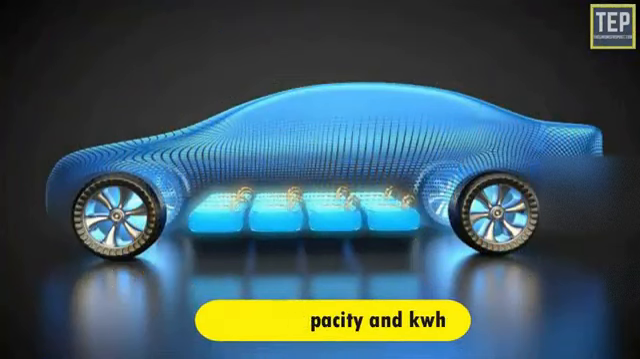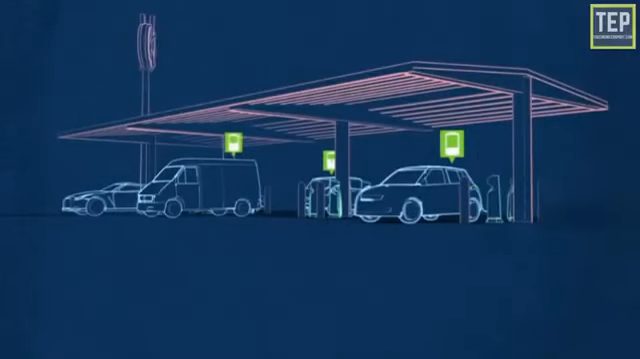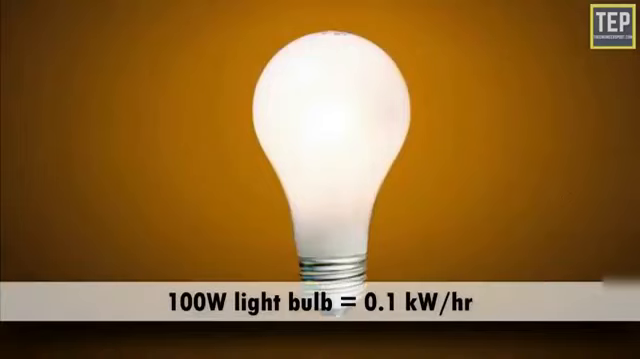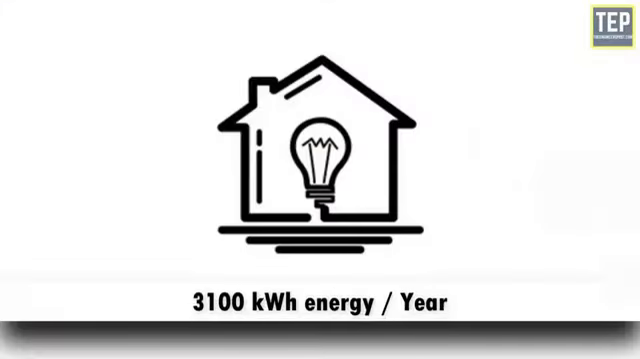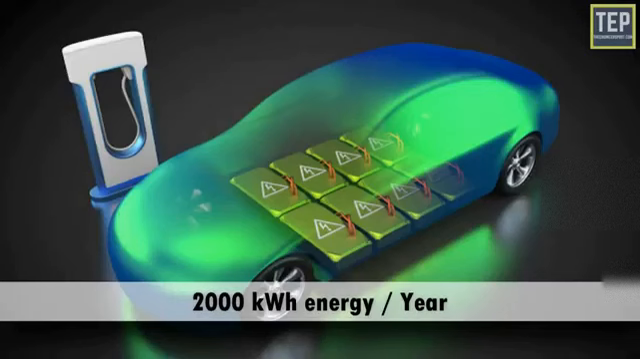Kilowatt is a unit of power, how much energy a device needs to work. A kilowatt-hour is a unit of energy. It shows how much energy has been used. For example, a 100-watt light bulb uses 0.1 kilowatt-hours each hour. An average home consumes 3,100 kilowatt-hours of energy per year, while an electric car consumes an average of 2,000 kilowatt-hours of energy per year.